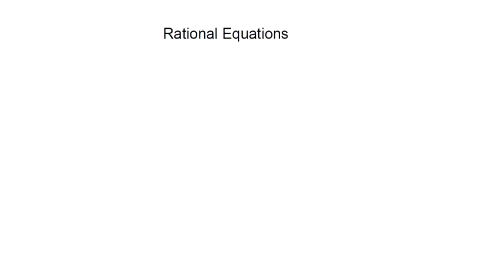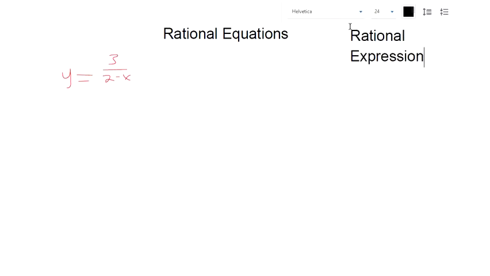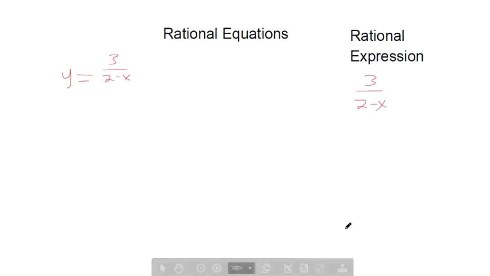So rational equations are equations that look like this. You know, if you have y equals 3 over 2 minus x. And so a rational expression would be just something that's not an equation, right? So 3 over 2 minus x is a rational expression. So rational expressions are things where, usually we're talking about it algebraically, we've got a variable and we have some sort of fraction going on.